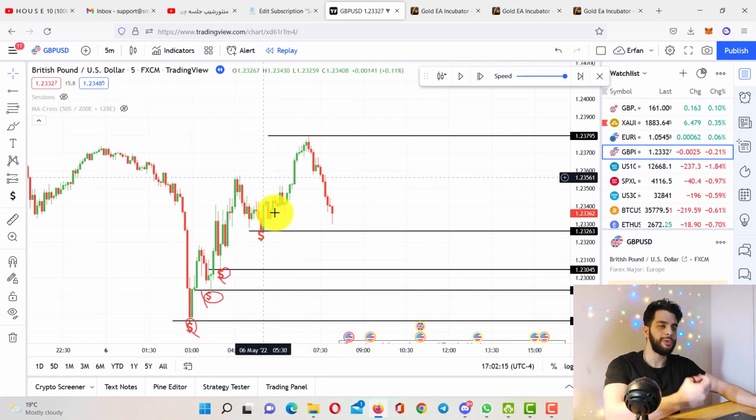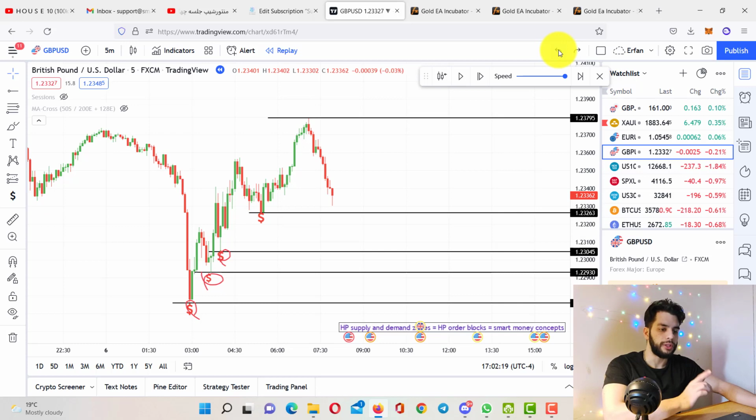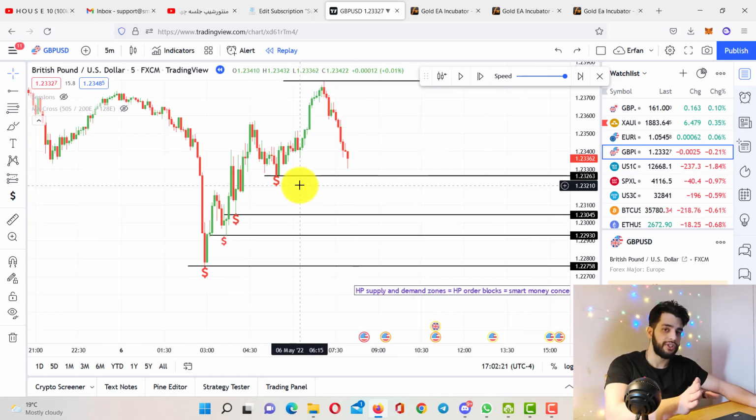So what does it mean? Why do we even identify these levels, guys? I'm gonna tell you why. It's only because of banks and institutions. They know where retail traders, the newbies, the beginners, put their stop loss. So all they try to do is to reach those levels, to stop them out, grab the money, and change the direction of the market. And that's all they do.